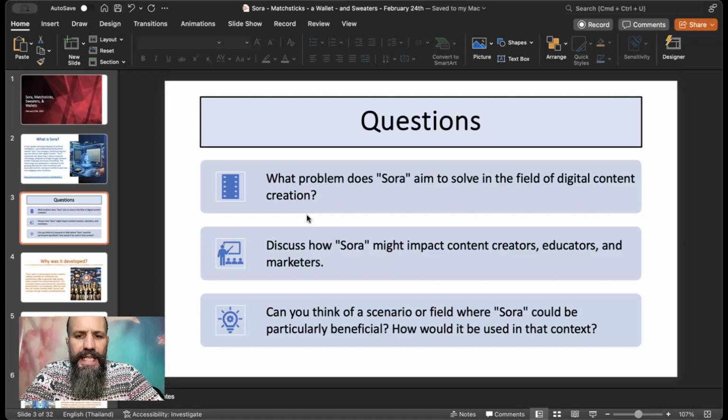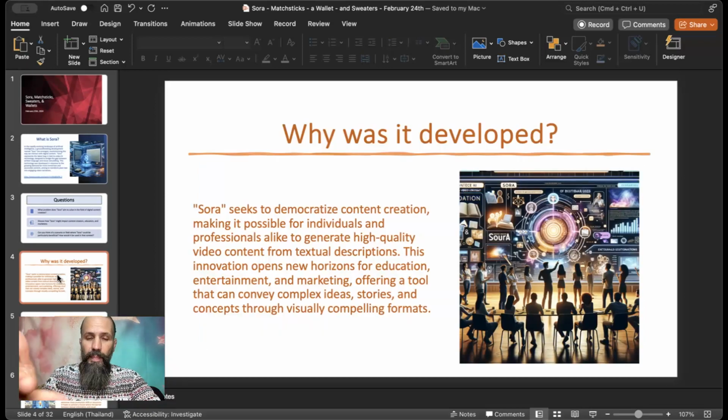And can you think of a scenario or field where Sora could be particularly beneficial? How would it be used in that context? Again, we'll get more into these questions. These are questions I don't want to lead the answer on. I ask my students, they come up with their answers. They usually cover some of the things that will come up as we continue.